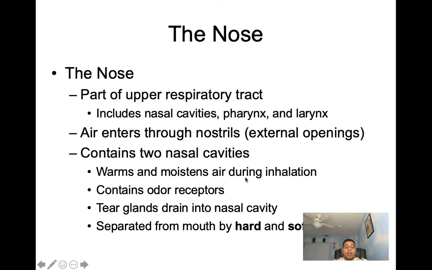We'll see the lacrimal glands, the tear glands. They drain into the nasal cavities by the ducts, the tear ducts. The nasal cavities are going to be separated from the mouth by a partition that's called the palate, which is divided into two parts, the hard palate and the soft palate. The hard palate, we'll see, contains only bone. And the soft palate is going to be made up of muscle tissue and mucous membranes.